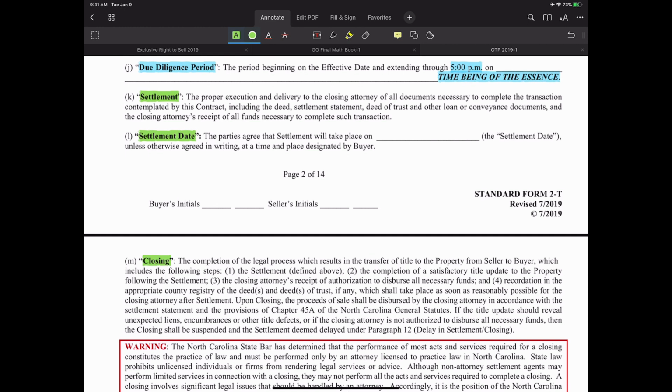But when we get to closing is a big deal. Yes. Because when we say closing, we don't mean just, oh, all of us got together at the settlement table. What we mean is, okay, we've had settlement, right? Then there was another title search that the buyer's attorney does. Then we have to make sure the closing attorney got permission to disperse the funds, and then they record.